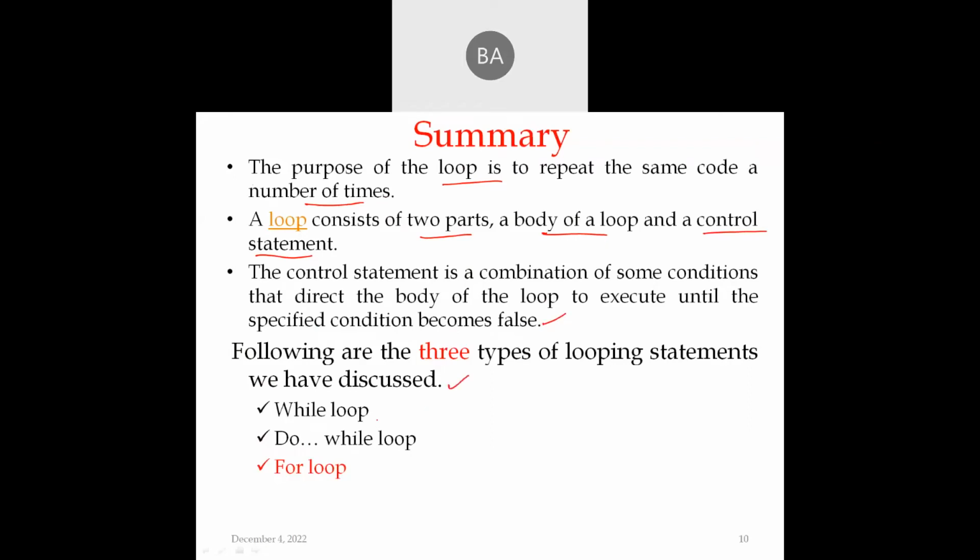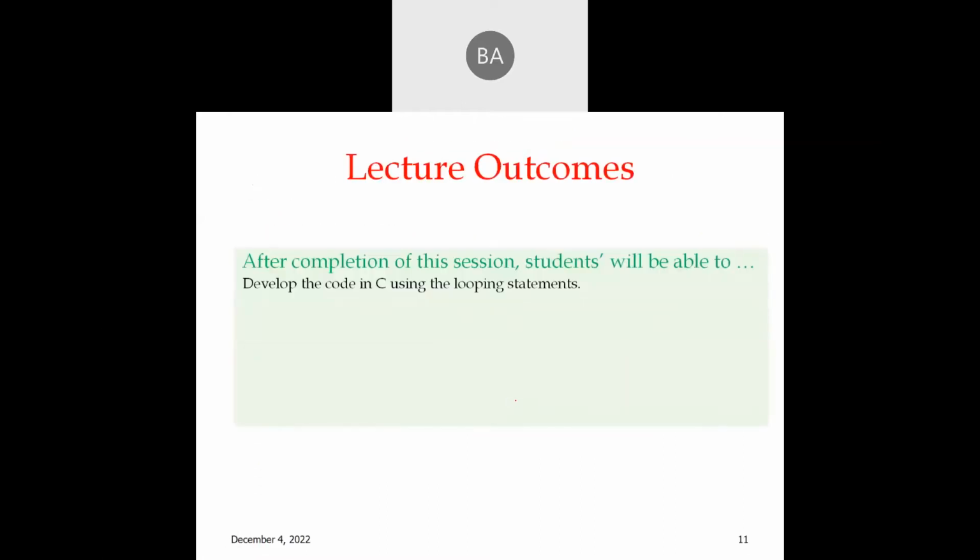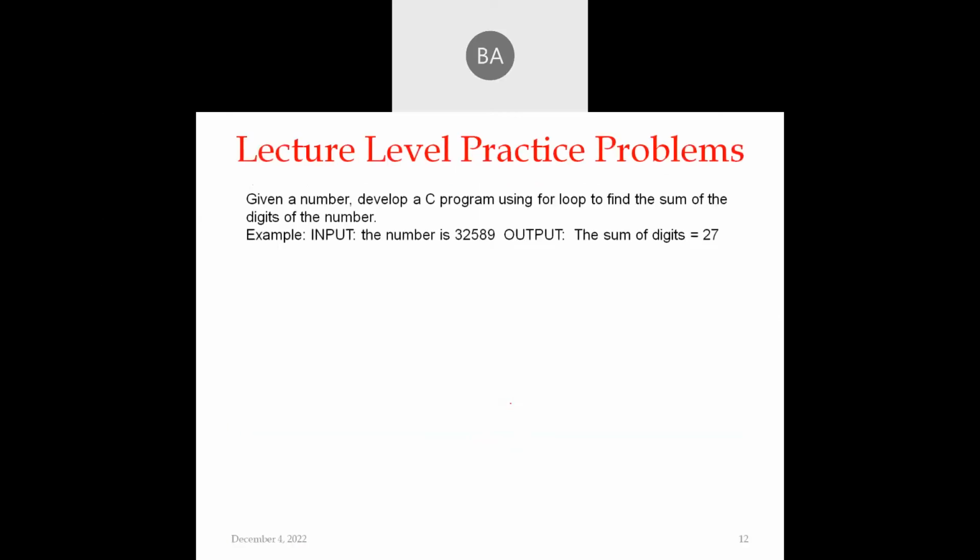These are the three important types of loops that the C language supports: while loop, do while loop, and for loop. While and for are called entry control loops, and do while is called an exit control loop. After completion of the session, the student will be able to develop code in C language using different types of looping statements.